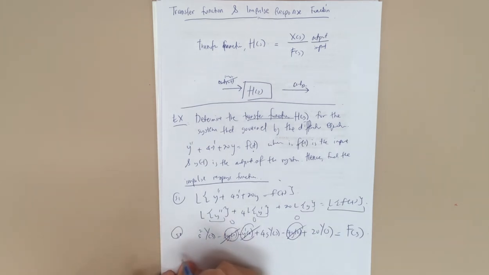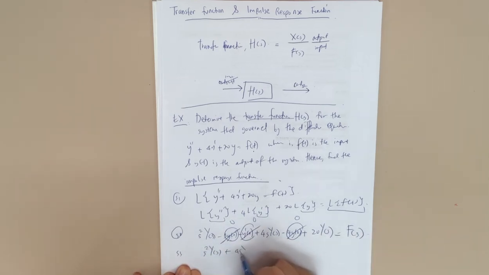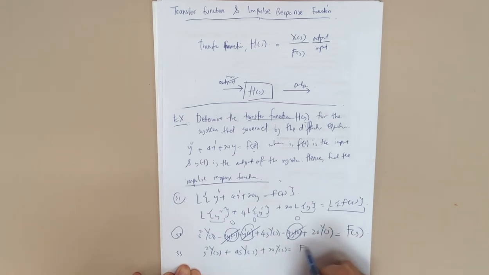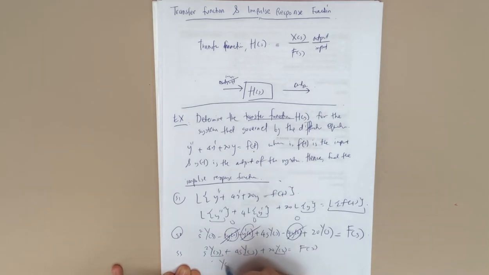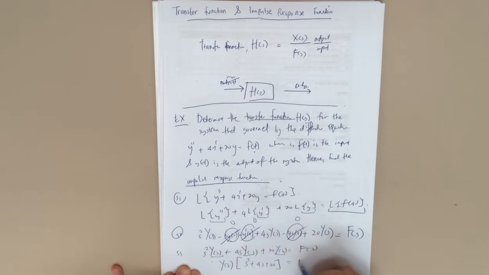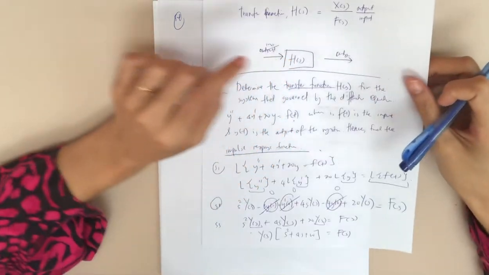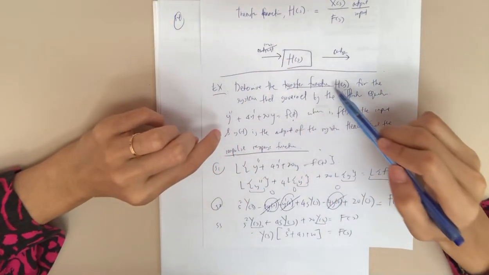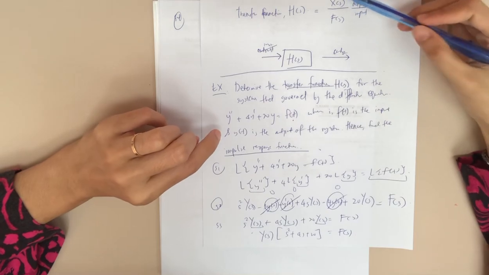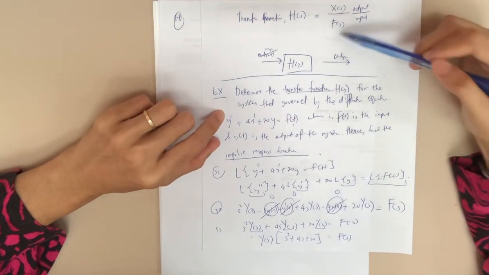So now the equation is s squared Y(s) plus 4s Y(s) plus 20 Y(s) equal to F(s). So you can simplify this one. You have Y(s) here, so we will factorize it. So it becomes (s squared plus 4s plus 20) Y(s) equals F(s). Okay, now what is H(s)? H(s) is the transfer function, whereas the transfer function is equal to this equation, X(s) over F(s).